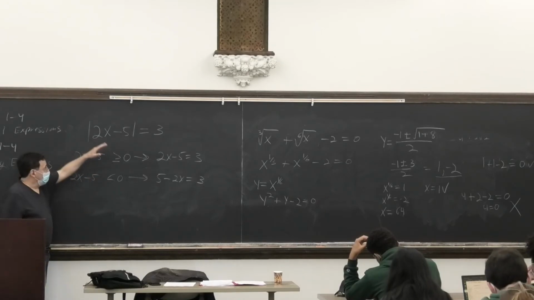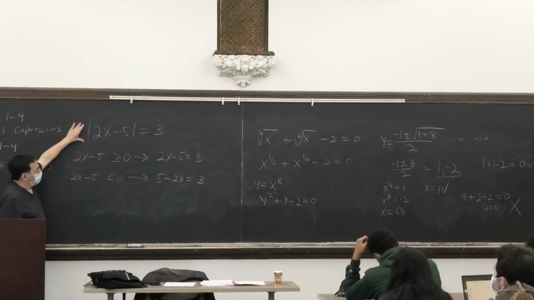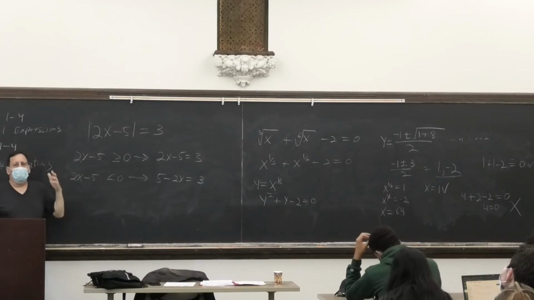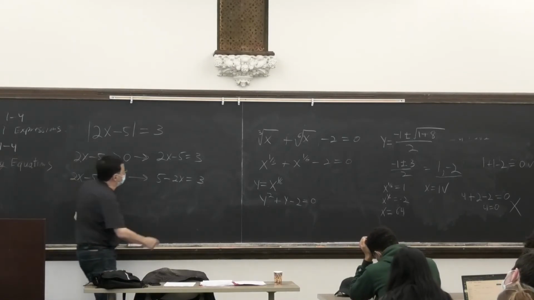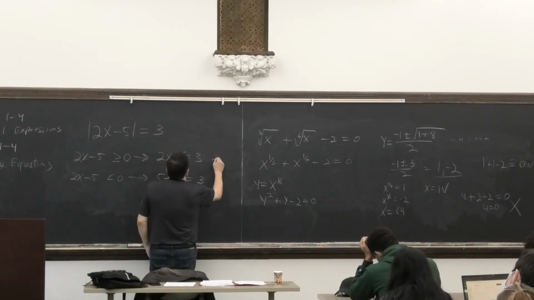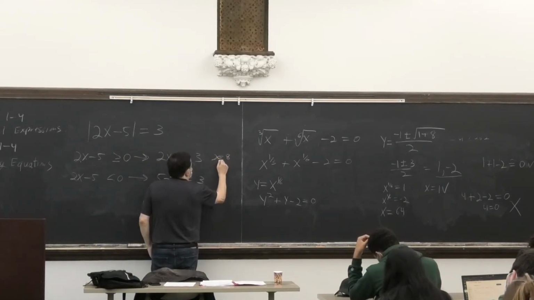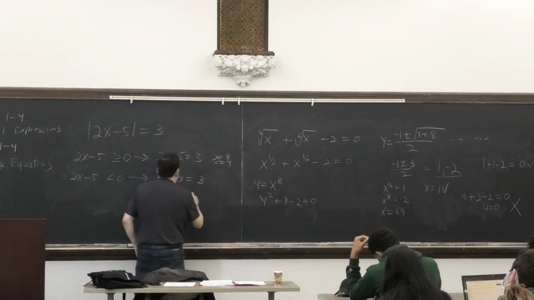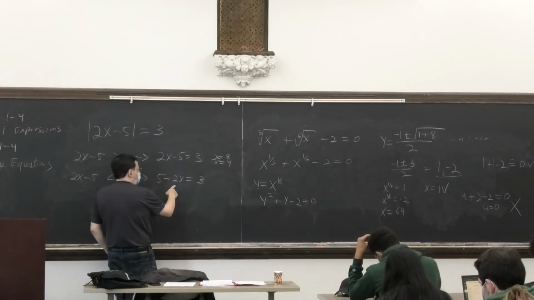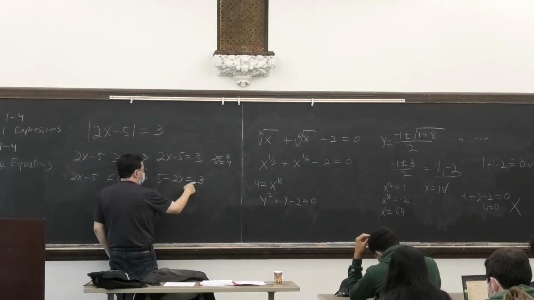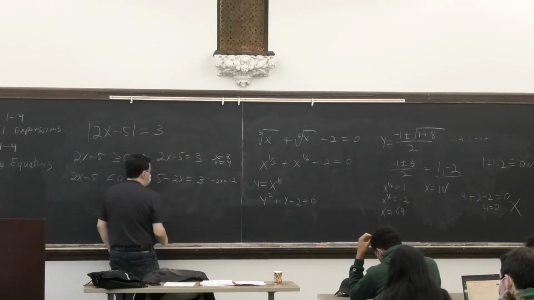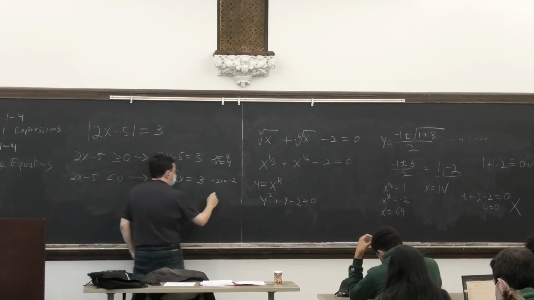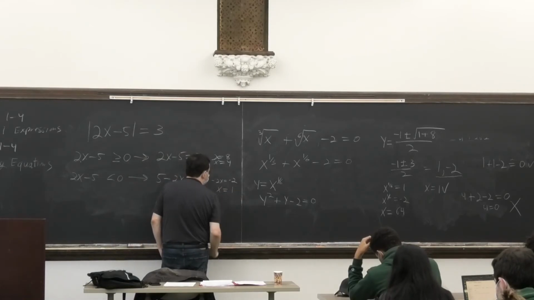So now we've taken our absolute value equation and transformed it into two linear equations we can solve. And these are fairly easy. This is 2x equals 8, or x equals 4. And this is negative 2x equals minus 2, minus 5 is minus 2, or x equals 1.